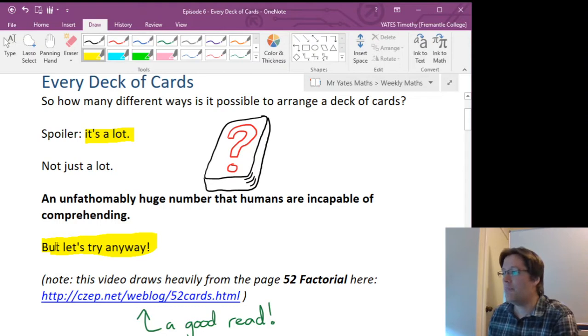Now, just as a heads up, this video draws strongly from the following webpage. It's a great little read about the different ways we can visualize how big the number actually is of how many different ways we can arrange a deck of cards.